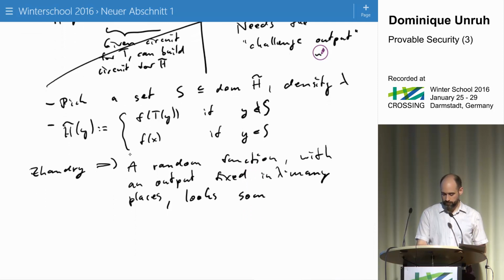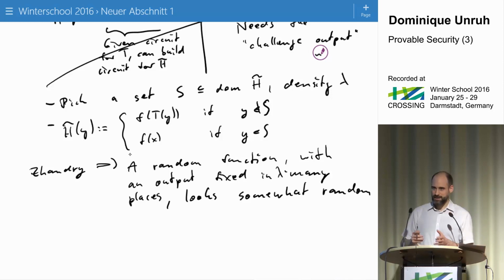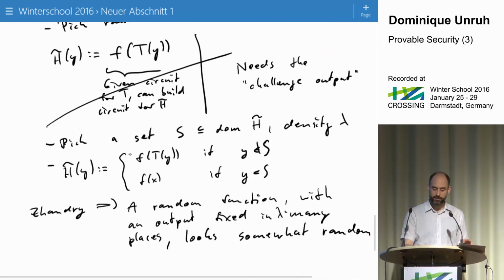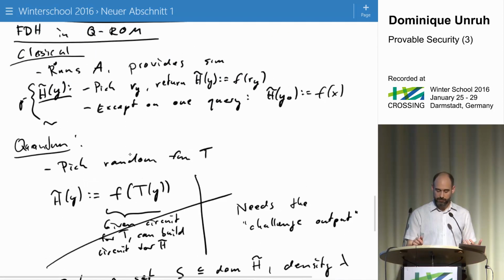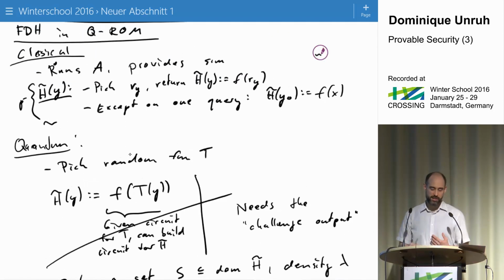looks somewhat random. So it doesn't exactly look like a random function. There's some chance that he notices that there are two outputs that are the same, but at least the probability of distinguishing is not too high. And now if we do all of this quantitatively, we see that the proof goes through. So with some probability, the adversary will use this one for his forgery and will not notice that there are many of these values planted in there. So that's one way of getting a quantum replacement for putting a challenge into one random query.